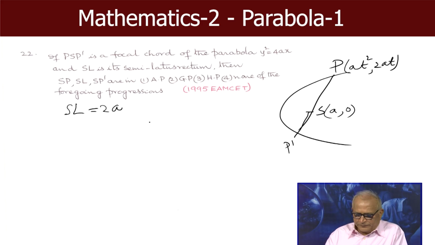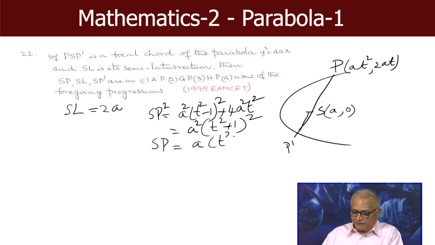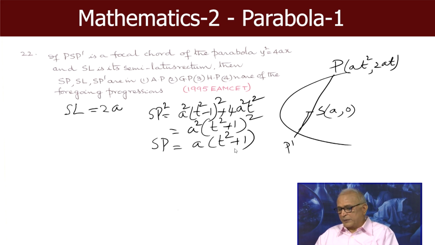అప్పుడు SP ఎంత అవుతుంది? వాట్ ఈజ్ SP²? A² ఇంటూ T² మైనస్ 1 హోల్ స్క్వేర్ ప్లస్ 4a² T². ఓకే, A² కామన్ తీసేసారు అనుకోండి. T² మైనస్ 1 హోల్ స్క్వేర్ ప్లస్ 4T², దట్ ఈస్ T² ప్లస్ 1 హోల్ స్క్వేర్. Therefore, SP is a into T² plus 1. Focal distance of a point P on the parabola is a times T² plus 1, where T is the parameter representing the point P. అలాగే SQ ఎంత అవుతుంది?